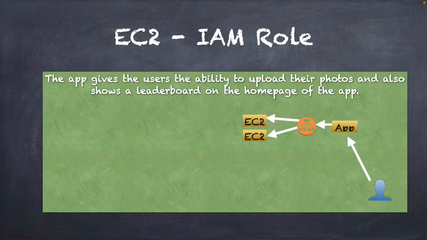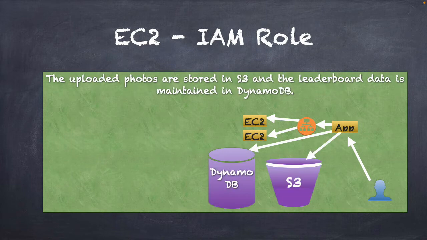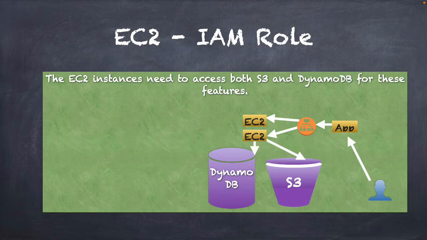The application gives the user the ability to upload their photos and shows a leaderboard on the homepage of the application. The uploaded photos are stored in S3, and the leaderboard data is maintained in DynamoDB. The EC2 instances need to access both the S3 and the DynamoDB for these features.